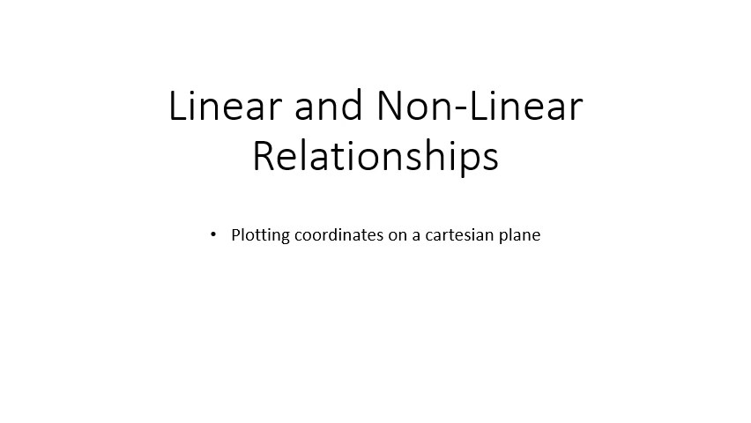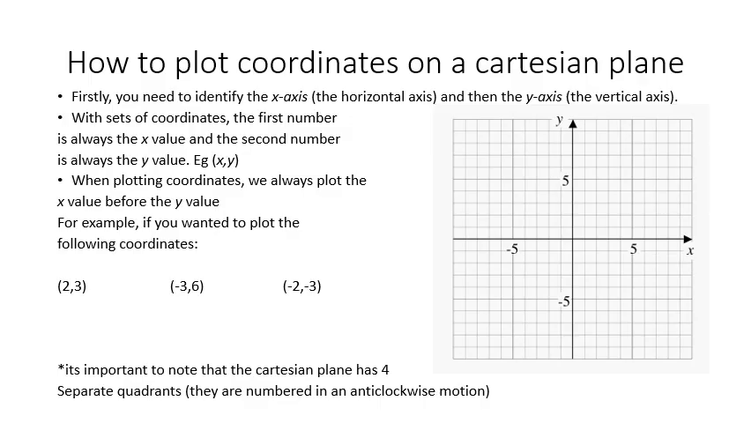Okay, this video tutorial looks at the mathematical strand of linear and non-linear relationships, and more specifically we're going to focus our understanding on plotting coordinates on a Cartesian plane. So the first thing you need to do to be able to plot coordinates on a Cartesian plane is you need to be able to identify the x-axis and the y-axis. Now the x-axis is our horizontal axis and our y-axis is the vertical axis.